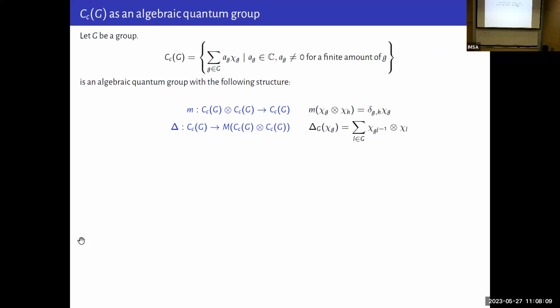So, we allow the multiplication to take values in the multiplier algebra. In this case, the multiplication is given by this formula. The function is the sum over every element in the group of this tensor product of characteristic functions. So this is not an element of the tensor product of functions. It is actually in the multiplier algebra. Like formal series? I don't understand what the multiplier algebra is.